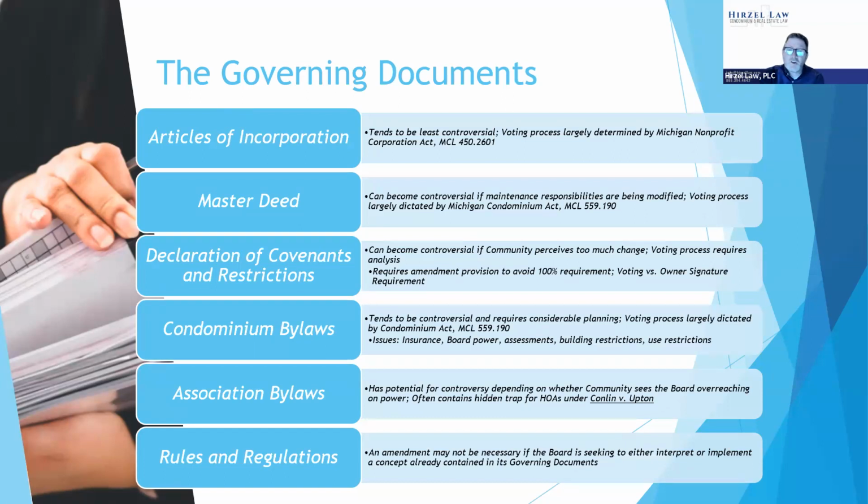Amongst these, the articles of incorporation tends to be the least controversial. The voting process is largely determined by the Nonprofit Corporation Act. Because you're dealing with a document that is addressing the relationship between the corporate entity and the state of Michigan, this tends to be non-controversial, and this tends to pass more easily than some of the other documents. The master deed, which is the document when recorded with the county that creates a condominium in Michigan, this can become controversial and needs to be addressed with care if the maintenance responsibilities in the master deed are being modified.